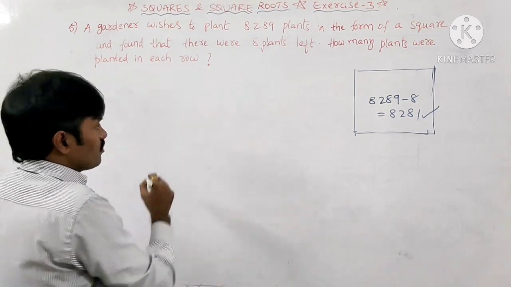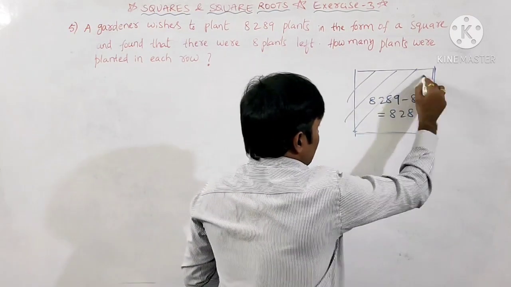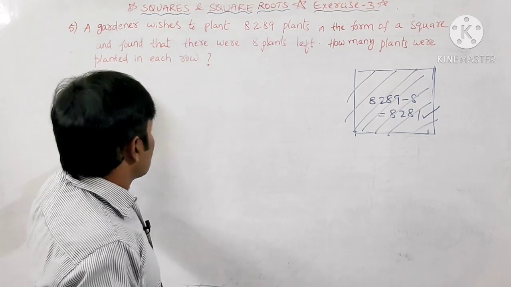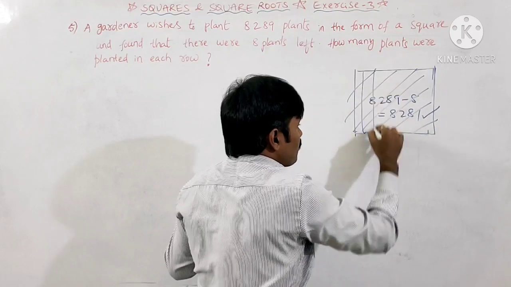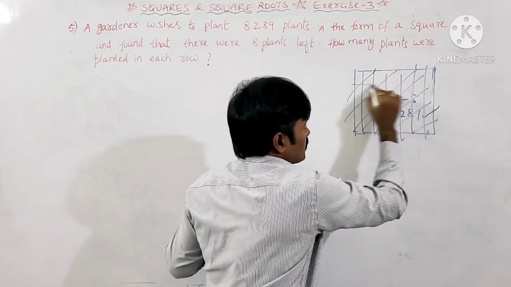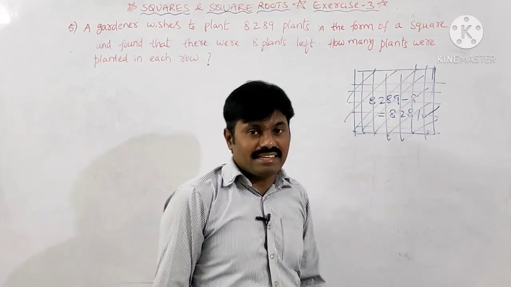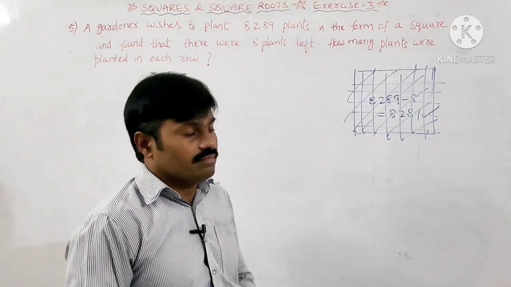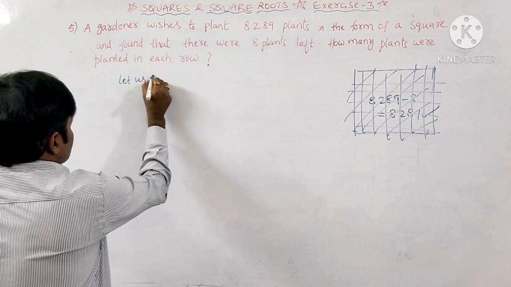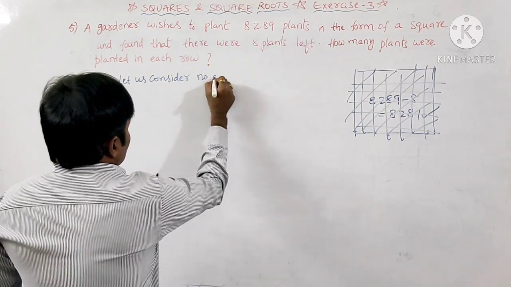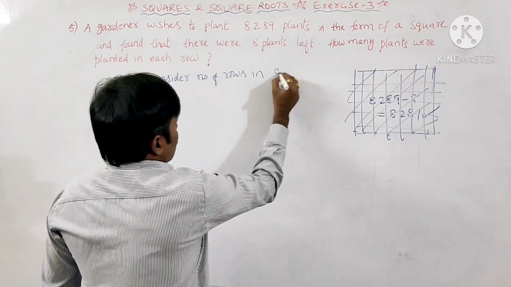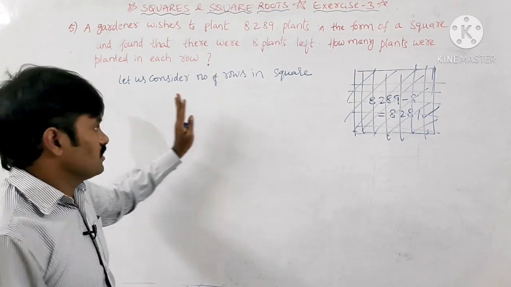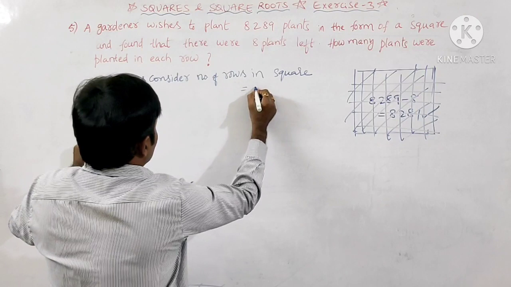Okay, so let me write the solution. That means in this square, 8281 plants were planted. But they asked how many plants were planted in each row. Row means like this. In each row, how many plants were planted? They asked. So let us consider the number of rows in square form. Square means the number of rows and columns will be the same, is it? So let us consider the number of rows in square form equal to x.